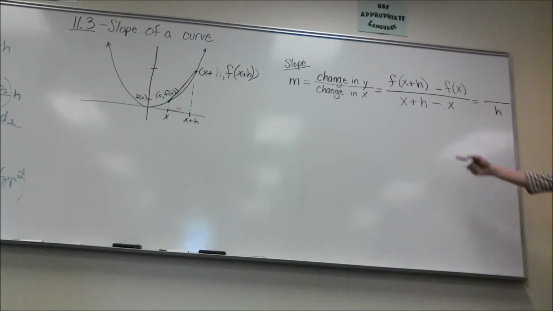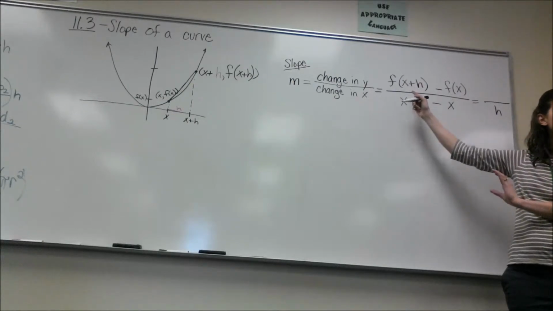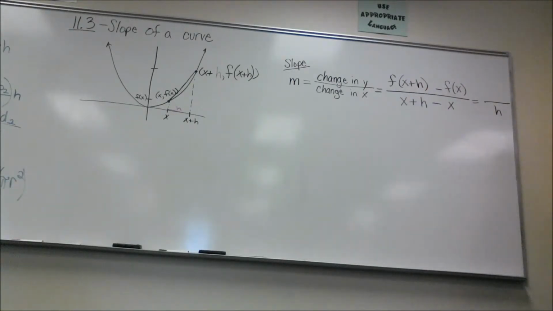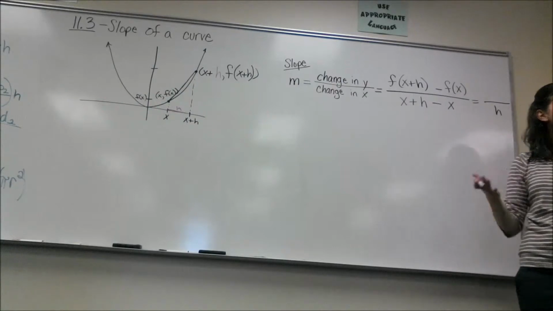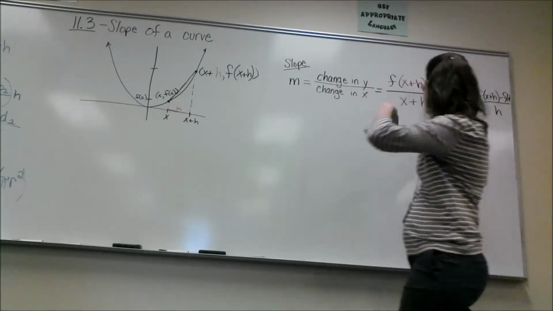You can't distribute the f or anything like that because this is composition. This is not multiplication. The parentheses here do not mean multiply. You're not multiplying by the function. You are plugging into the function, and that's not able to be distributed most times. Okay, so the numerator actually is still f of x plus h minus f of x. It's just the same numerator.